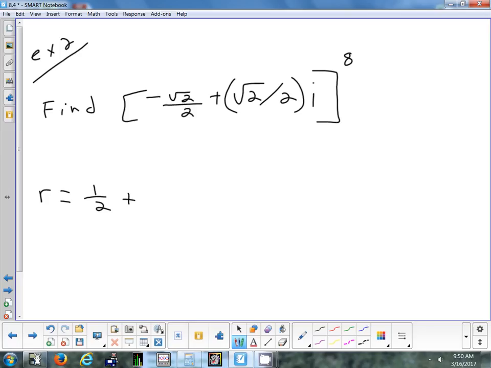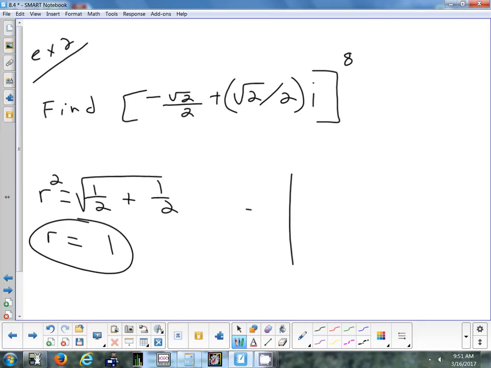Plus, now you're squaring the same thing again. It doesn't have a negative, but this negative doesn't matter. So it's half. So add them up and take the square root. So r is 1. This time the radius doesn't even really matter. Okay, it's a 1. And then my angle.